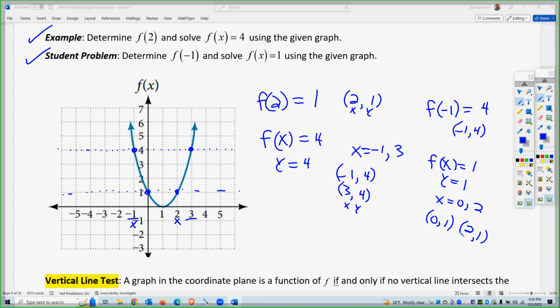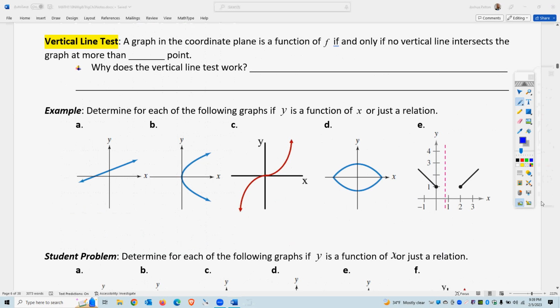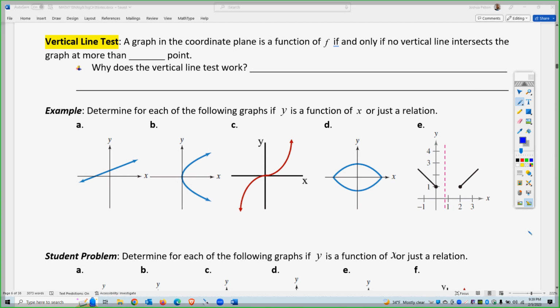Okay, which leads us to the last thing, which is the vertical line test. So you can visually look at a graph and tell whether it is actually a function or not. So, vertical line test: a graph in the coordinate plane is a function of f if and only if no vertical line intersects the graph at more than 1 point.